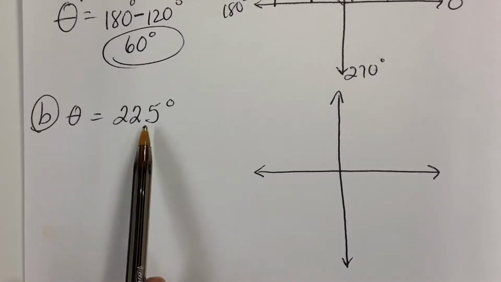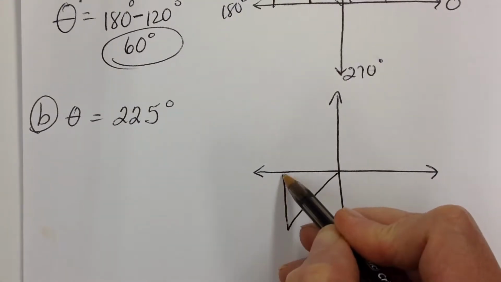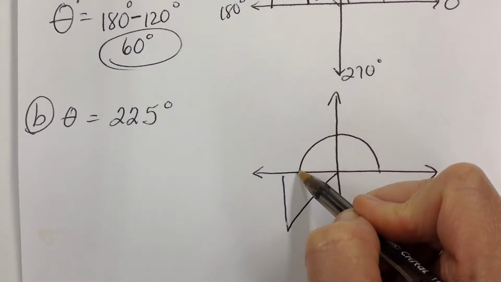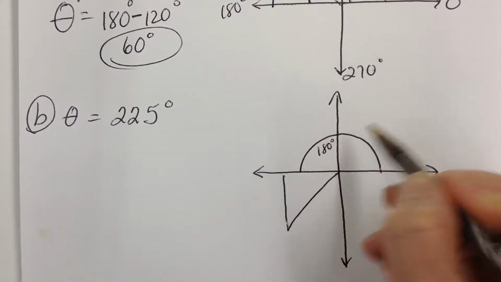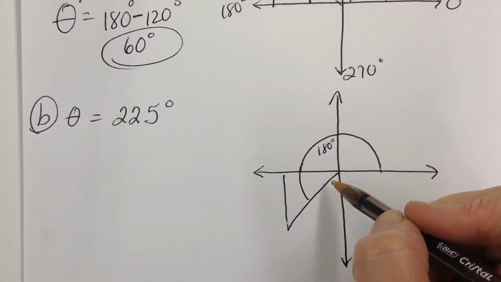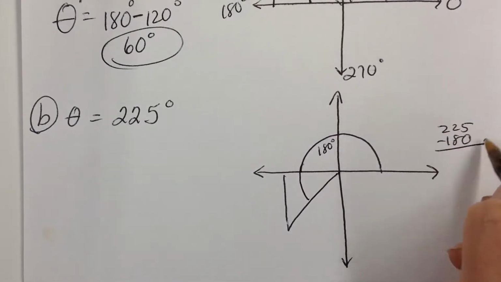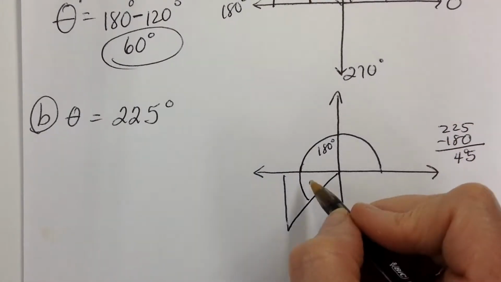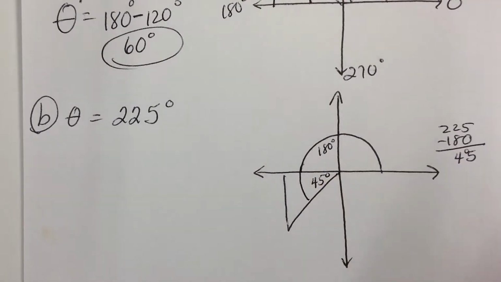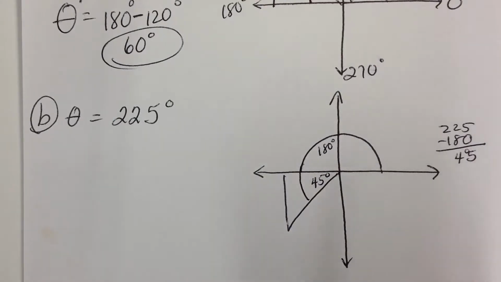Now let's go to the next angle. Theta is 225. So we're going to be in quadrant 3. If I go all the way around, that is 180, and if I go on further down, you have to think about 225 minus 180. Doesn't that give us 45? So we got a 45 degree angle there. You always draw it back to the x-axis. Every reference angle is drawn back to the x-axis.